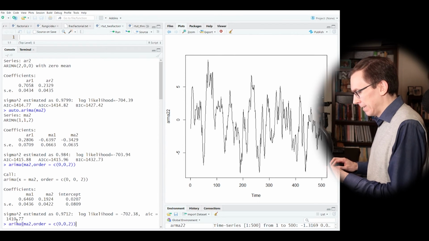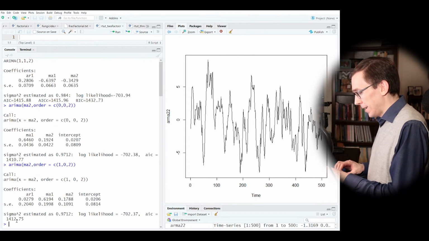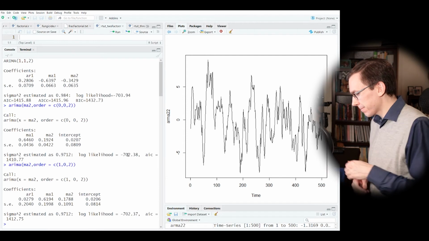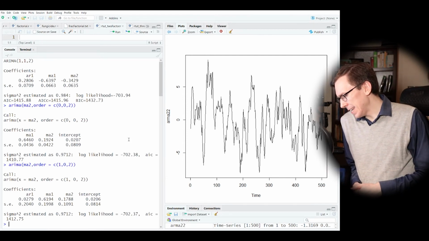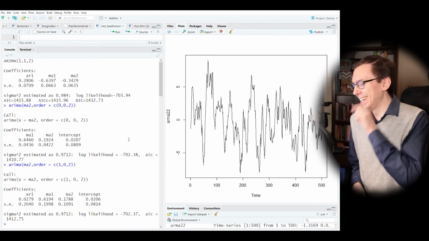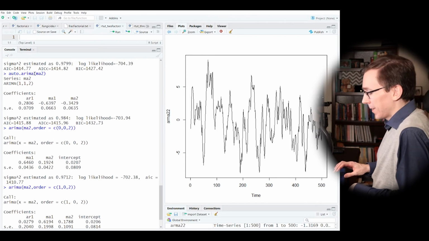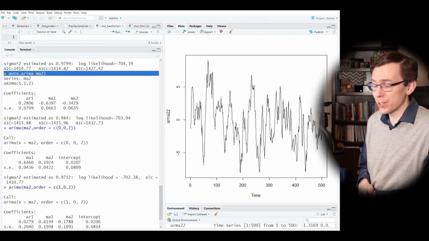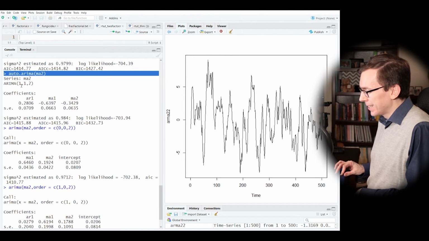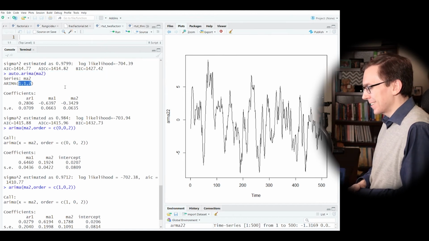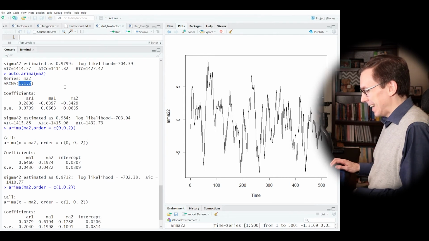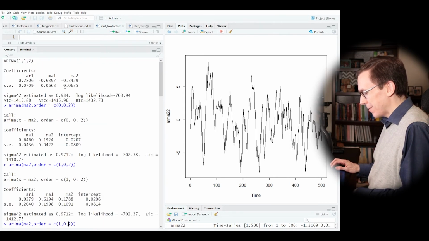Well, let's try this model. And that's interesting. It's doing something different. I see what I did wrong. I missed one key thing that was going on here in AutoArima. It didn't fit an ARMA 1,2 model. It fit an ARIMA 1,1,2, so it actually included a first difference. That's quite interesting. So it decided that it would rather have a first difference in here. So let's compare those two now.